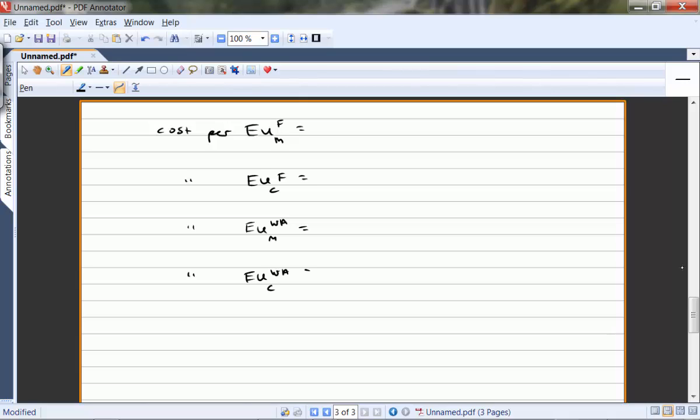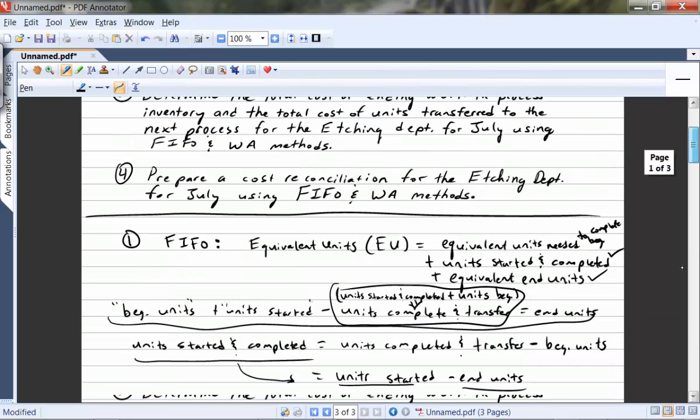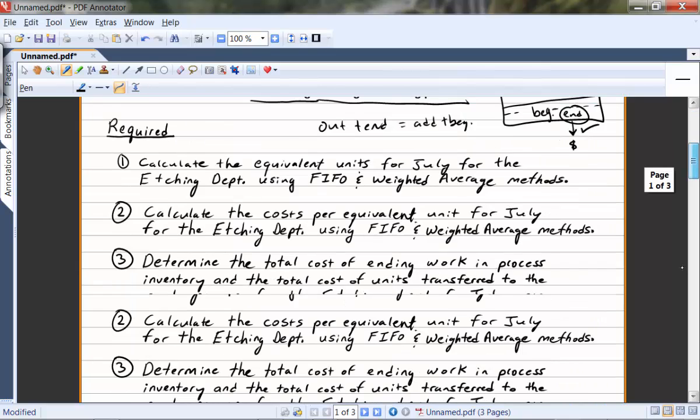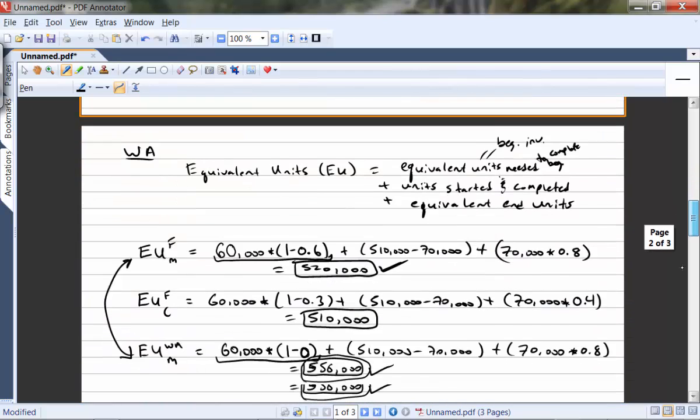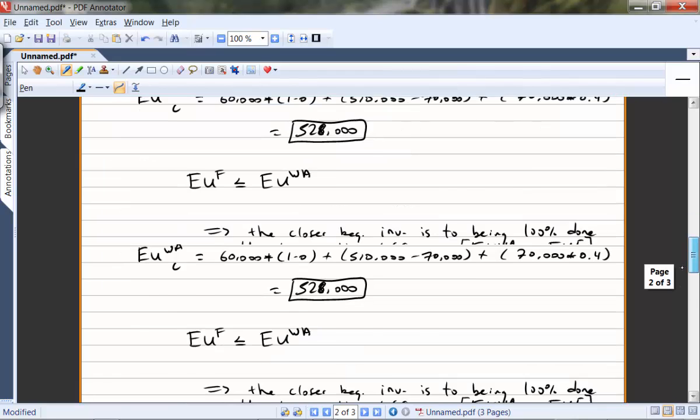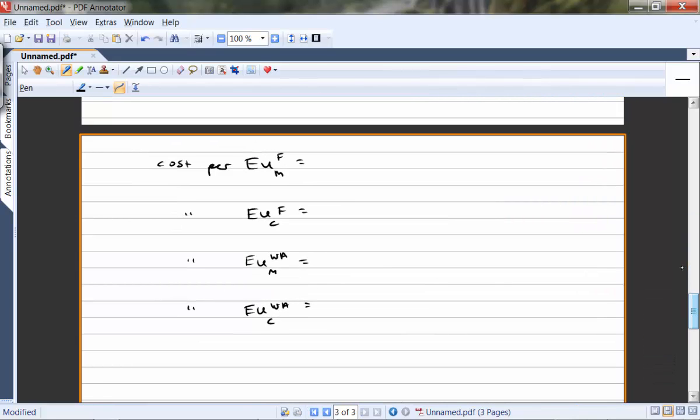Alright, cost per equivalent unit for materials under FIFO. What would be the cost added for materials during the period? If we go up here, what costs were added for materials during July? Right here, 468,000. Divided by the equivalent units for materials under FIFO, which was 520,000 equivalent units. So we completed the equivalent of 520,000 units this period in July with respect to materials. And the cost added to complete those units was 468,000.